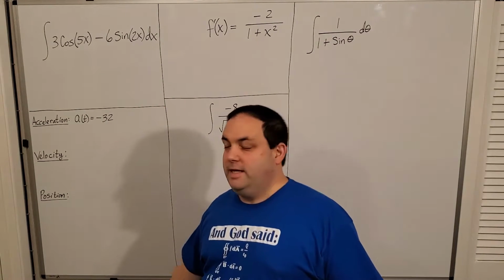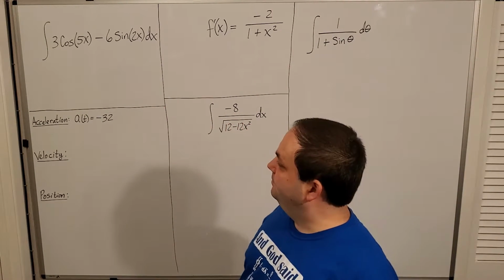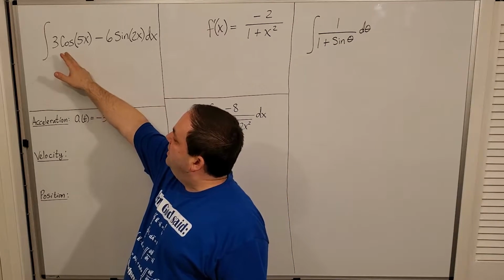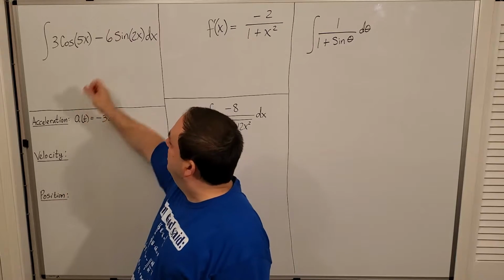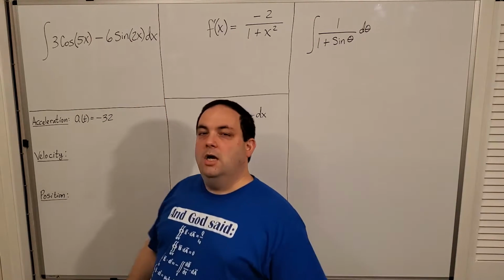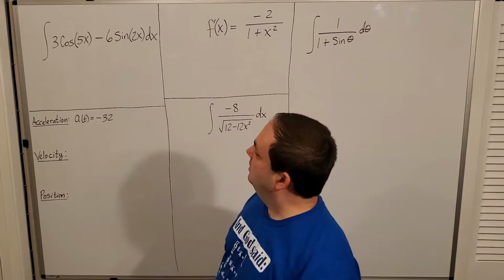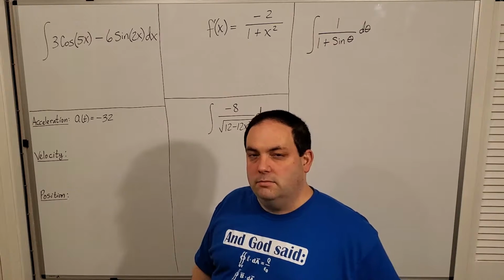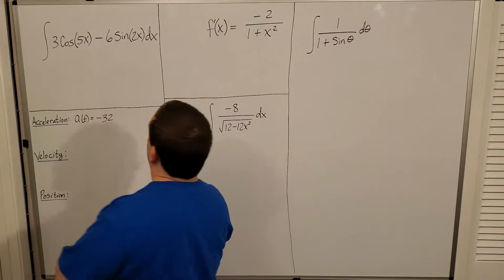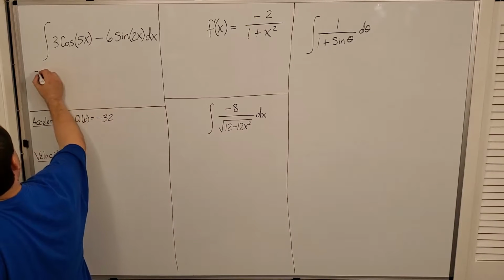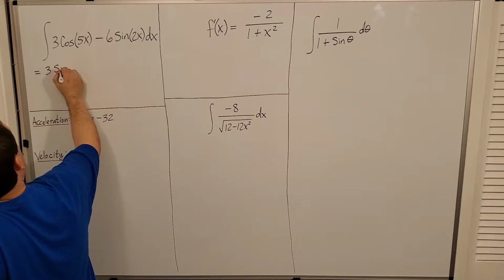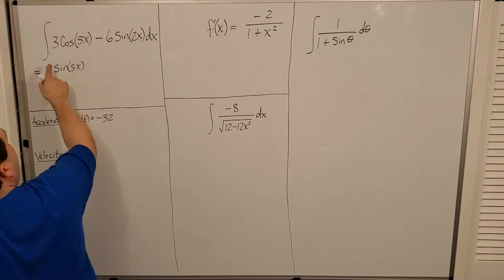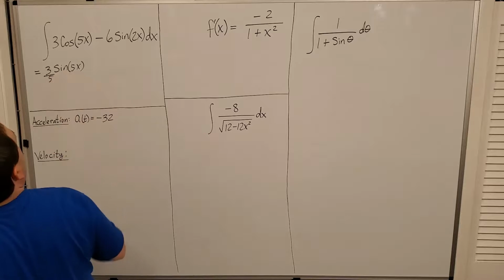Let's do some trig and some physics. So, antiderivative of 3 cosine of 5x minus 6 sine of 2x. So here we go. I'm going to do the antiderivative of cosine, which is sine, right? So equals 3 sine of 5x. Now remember, if there's a number inside, you got to divide by it. Boom.